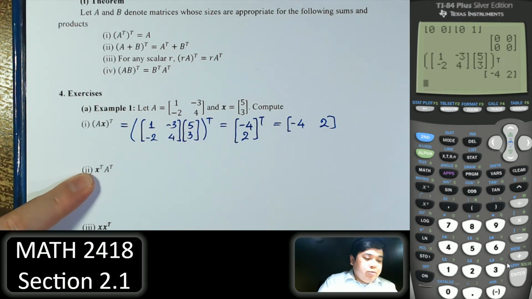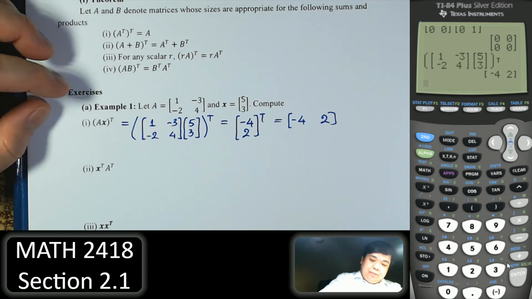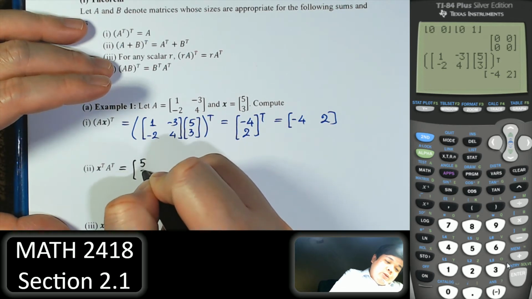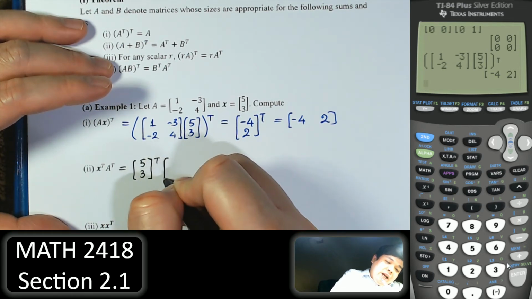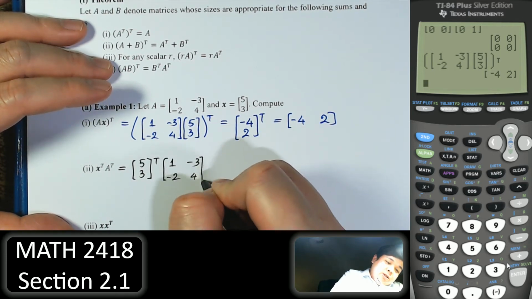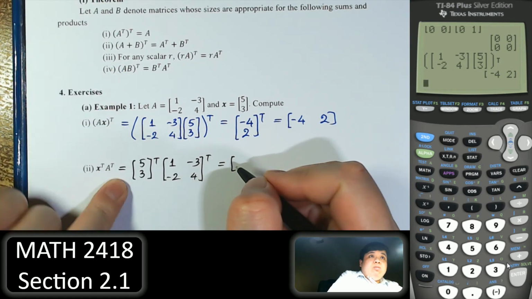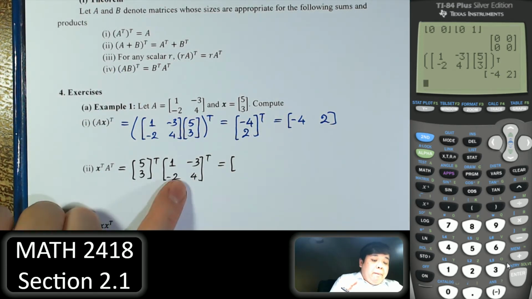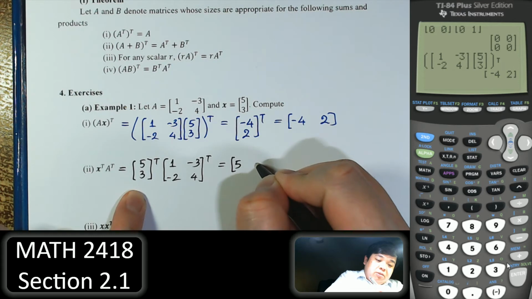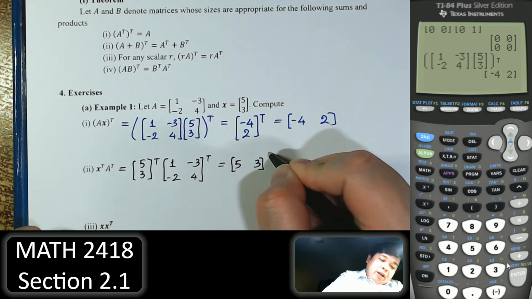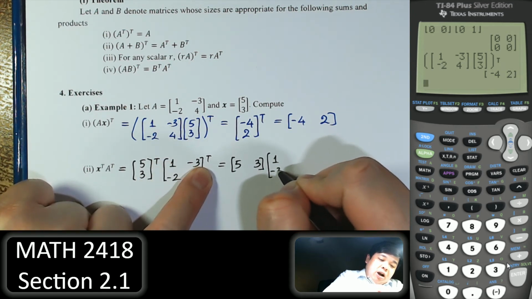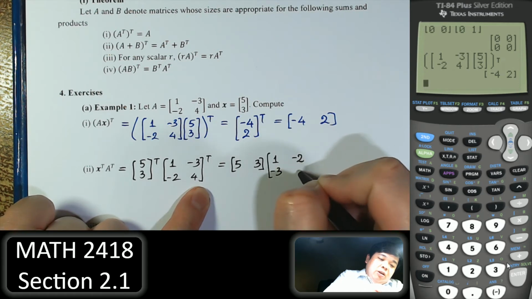Next, X transpose times A transpose. I will write X transpose, 5 and 3 transpose, and the matrix A transpose. So I write the transpose first, because we do the transpose before we do the multiplication. So one column becomes one row. Then the matrix, row becomes column, rows become column.